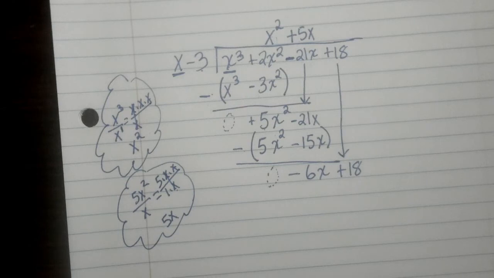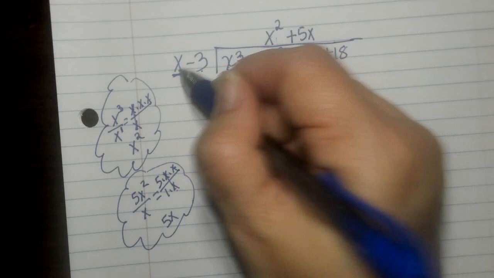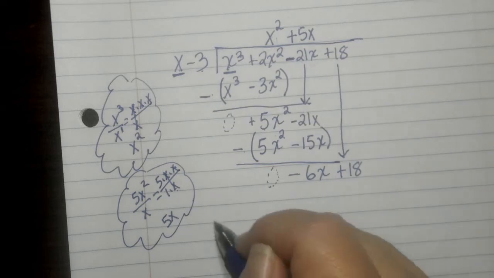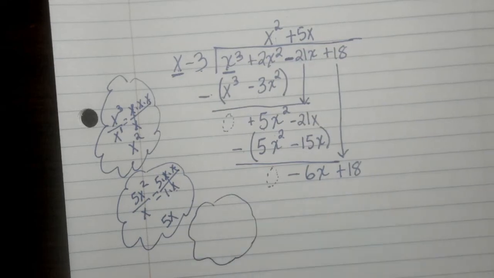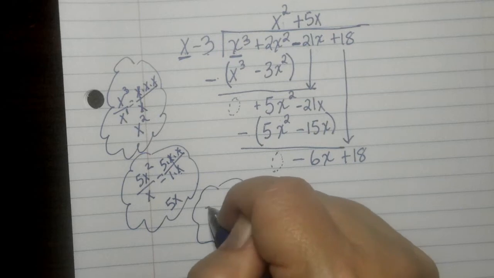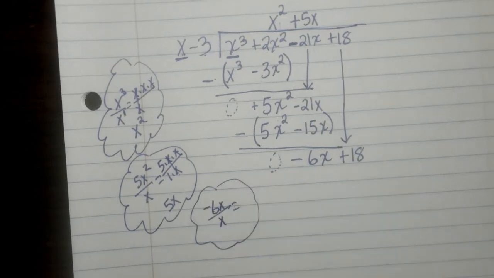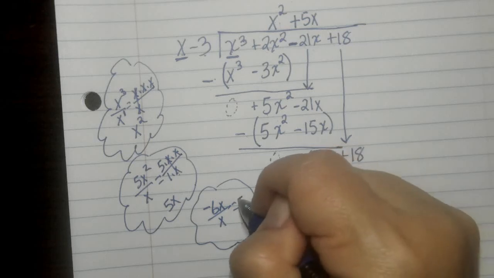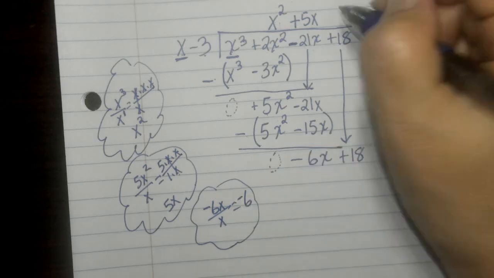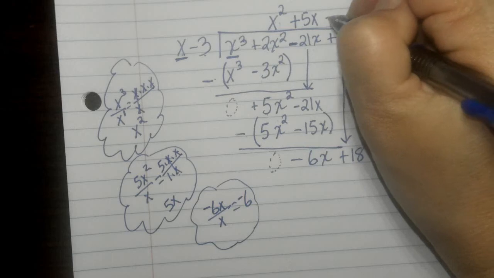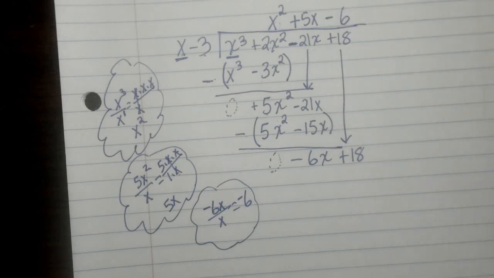Now we're going to start the steps all over again. I'm taking this x and dividing it into negative 6x. So what I'm thinking is this. Negative 6x divided by x. What does that equal? Just negative 6. So I put that up here in the quotient. Negative 6.